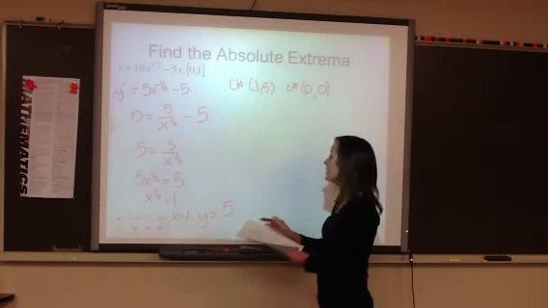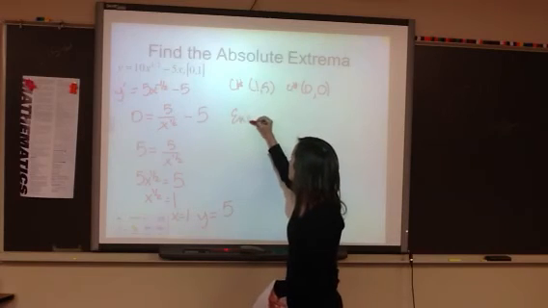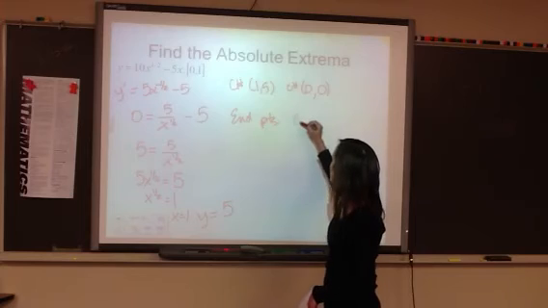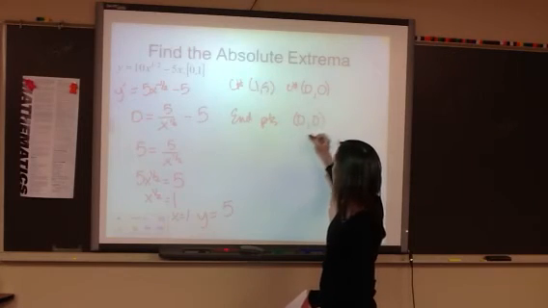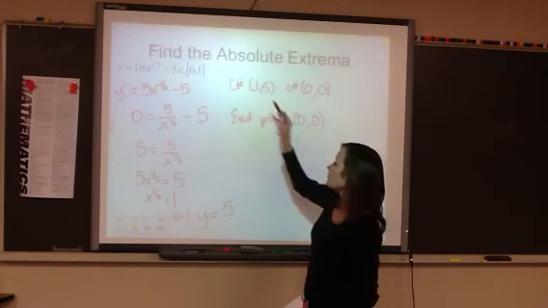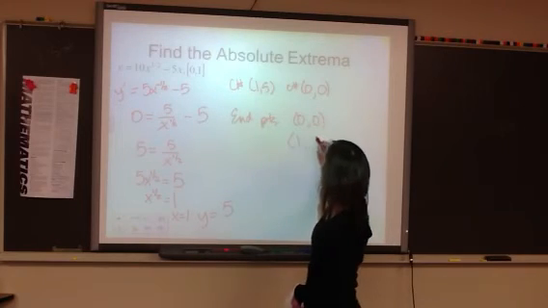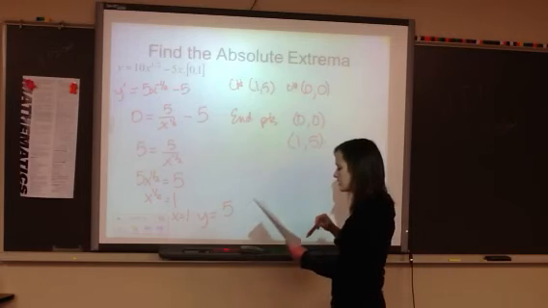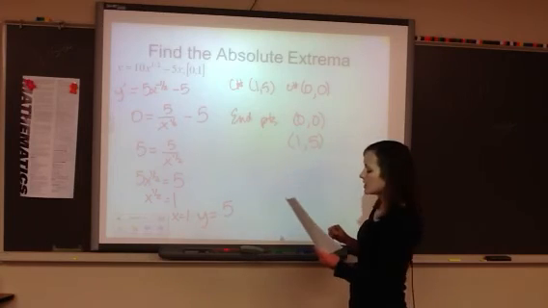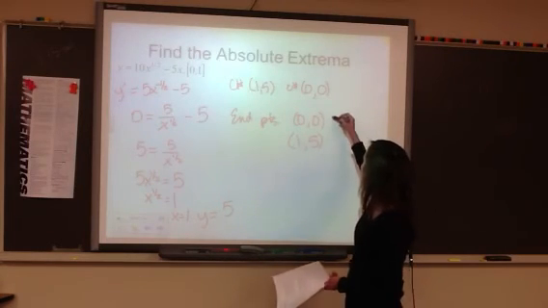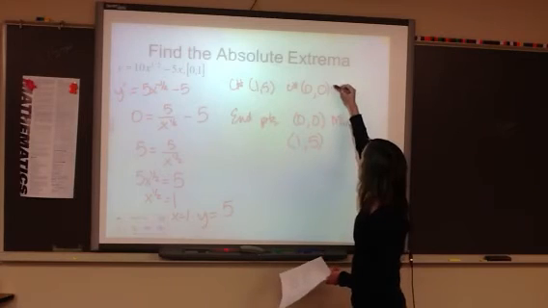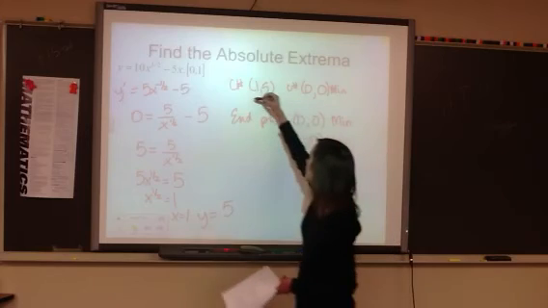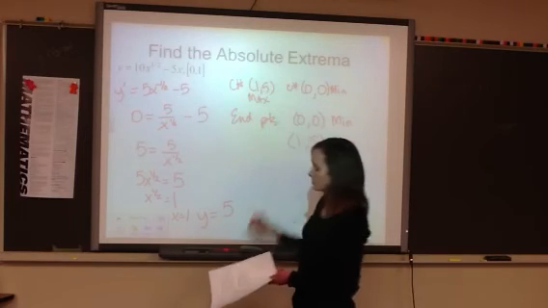Alright, for our endpoints, we got x is 0 and y is 0. We have x is 1, and if we plug in, we're going to get 5. We've already done that. Our endpoints are the same as our critical numbers. That's crazy. Alright, so which one is our minimum? We're going to go with the (0, 0). And our maximum is the (1, 5), because 5 is bigger than 0.